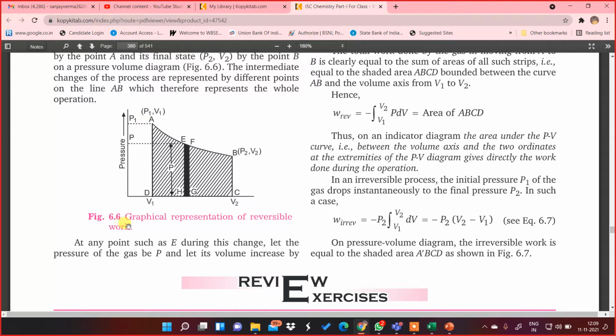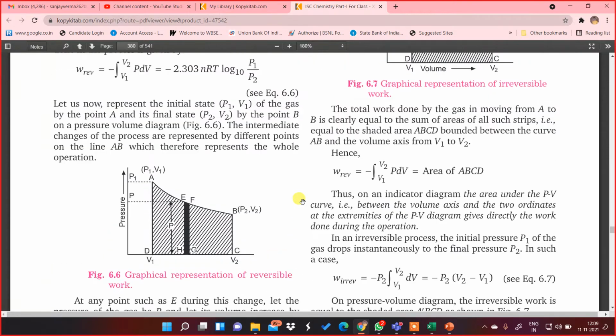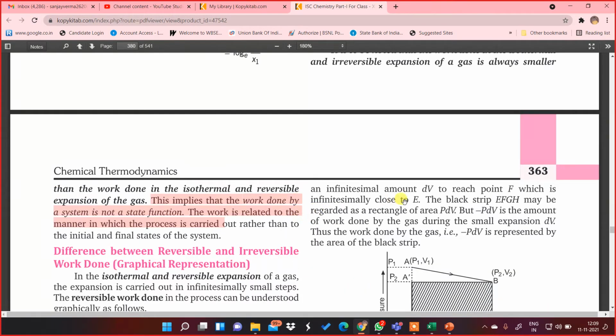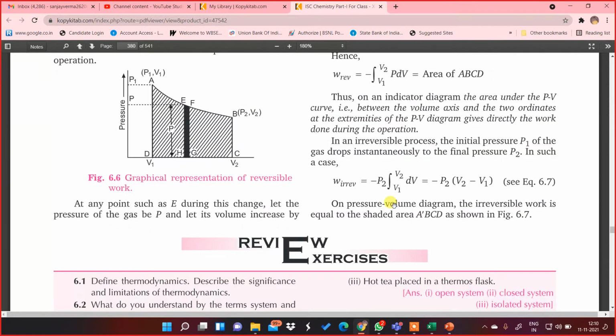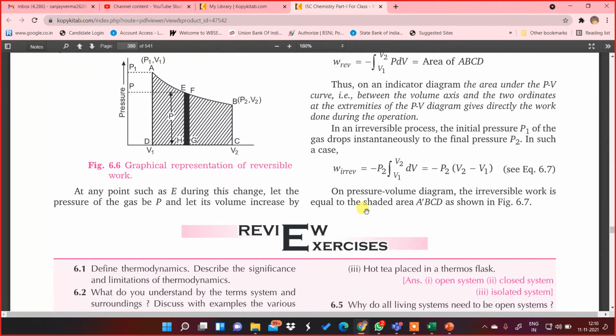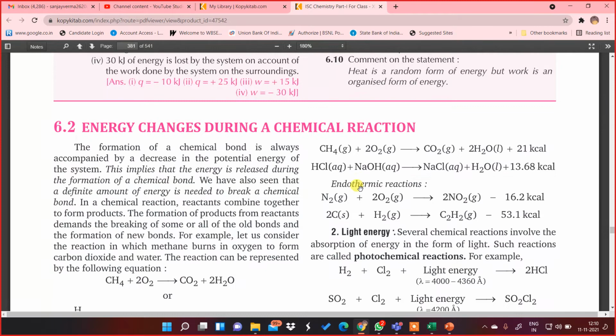Now this figure 6.6 is the graphical representation of reversible work. Here you can see for reversible work, the area covered is big. You can see the black strip EFGH for any infinitesimal amount may be regarded as a rectangle of area PdV. So that's why we can say that the work done in a reversible isothermal process is higher than the work done in an irreversible process.